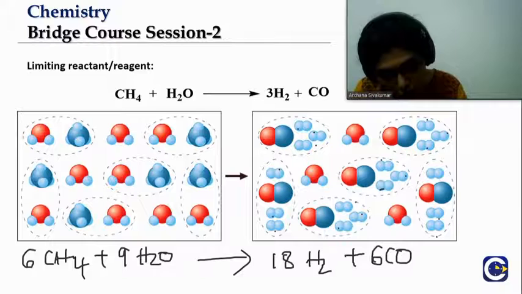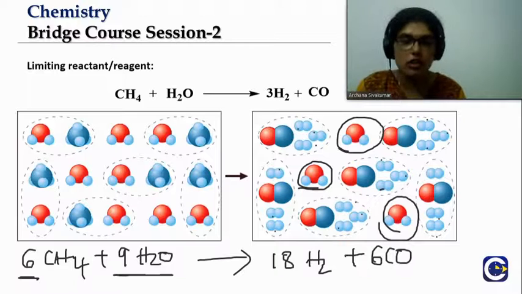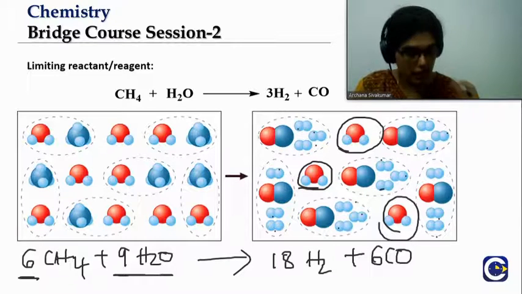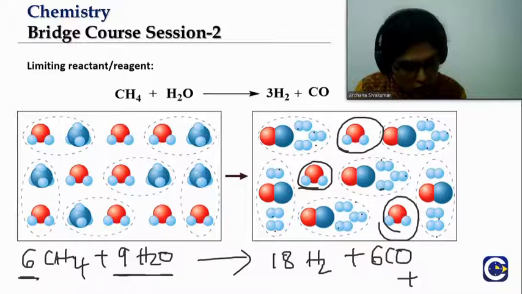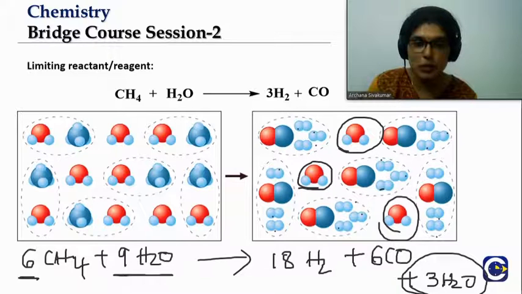Whatever water was present in excess will be left out. 6 methane reacted with 6 water molecules. How many water molecules are remaining? 3. So those water molecules will be left out. But I will not represent the excess, whatever is left out, in the reaction.